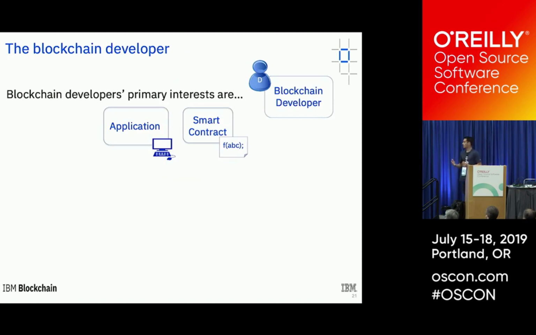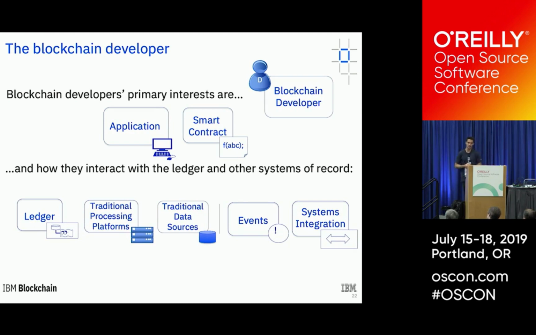So again, the blockchain developer is focused on the application and the smart contracts and how they interact with the ledger and other systems of record. The smart contract itself is something that's going to be installed on all of the different nodes in the network, and then we want to be able to update the ledger and ensure that we create value for whatever use case we're trying to solve.